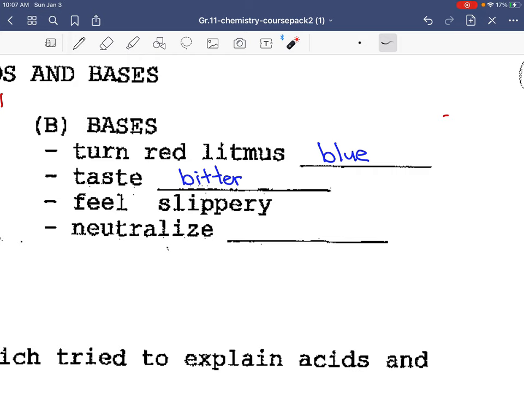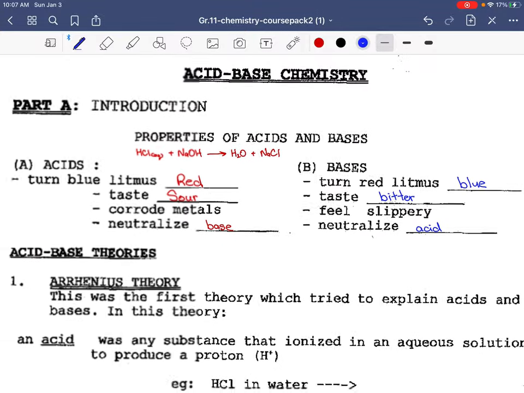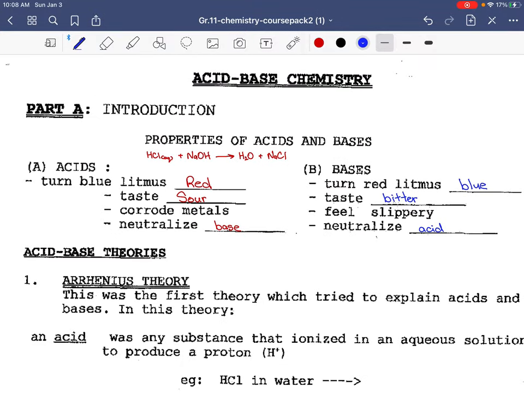Now, if acid neutralizes base, it makes sense, of course, that base neutralizes acid. Those are some basic properties about acid and base. Now is the juicy stuff. Now is about the theory behind acid and base. What makes an acid an acid, and what makes a base a base?